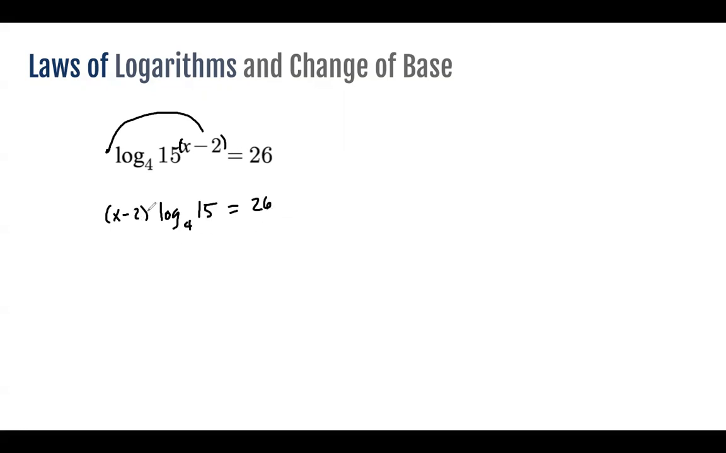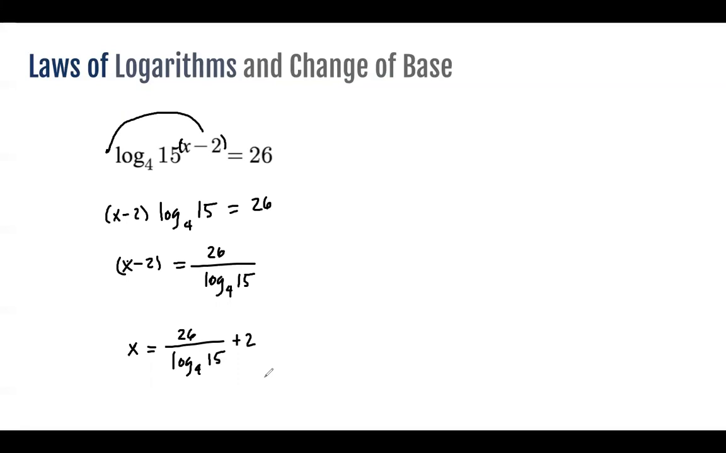Then I'm going to solve for x. So the first thing that I'm going to do is have x minus 2, and I'm going to end up with 26 divided by the logarithm base 4 of 15. And finally, I'm going to add 2. So x is equal to 26 divided by logarithm base 4 of 15, and we're adding 2.